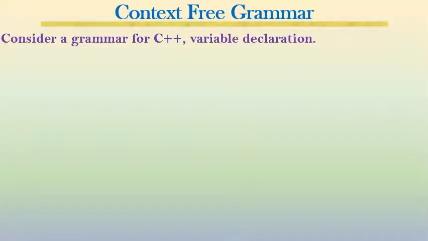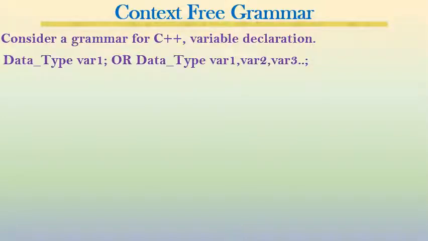Now consider a grammar for C++ variable declaration. How do we declare variables in C++? You know that we usually write the data type first, then the name of the variable, and then a semicolon to end for a single variable. And if we are declaring multiple variables in the same line of code, then we write the data type followed by variable name 1, comma, variable name 2, comma, variable name 3, comma, and so on. At the end there is a semicolon.